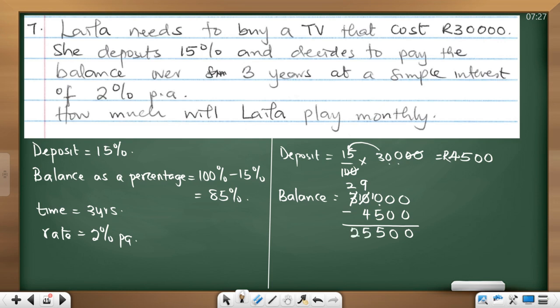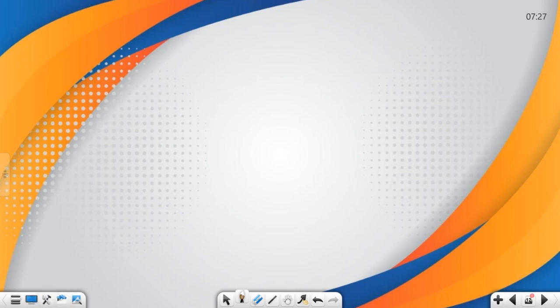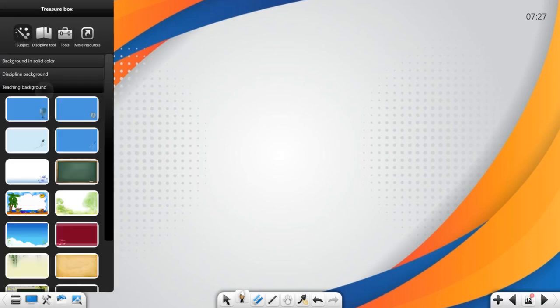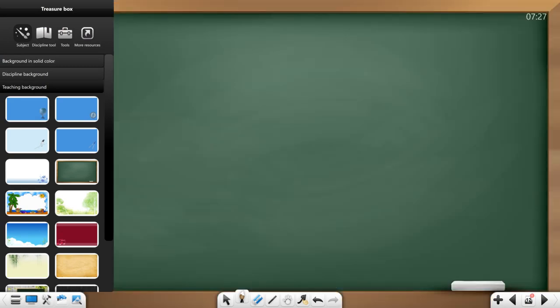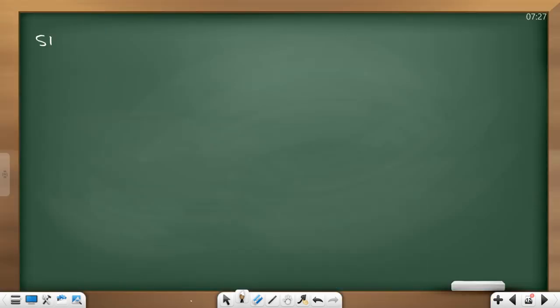That is the balance. Now let us calculate the interest over the balance. How do we calculate our interest? Our interest would be simple interest. Always write the formula, PRT. Principal, rate, time. 20. How much was that value?